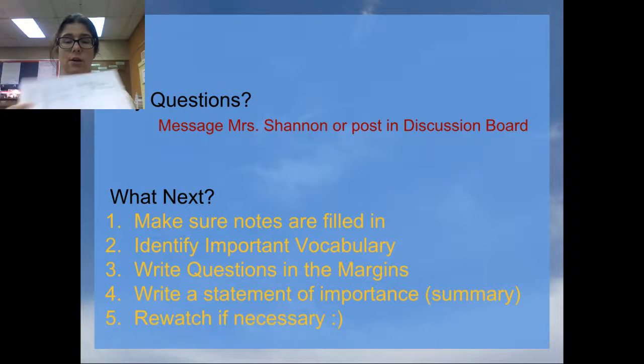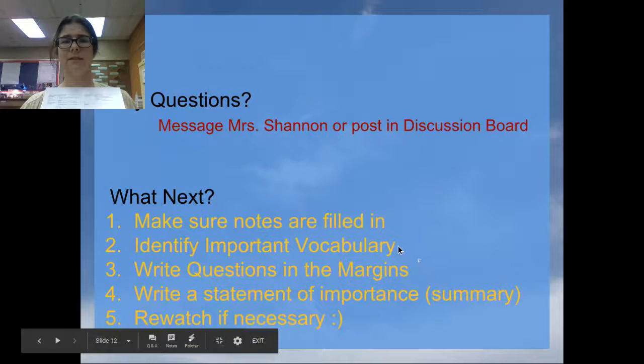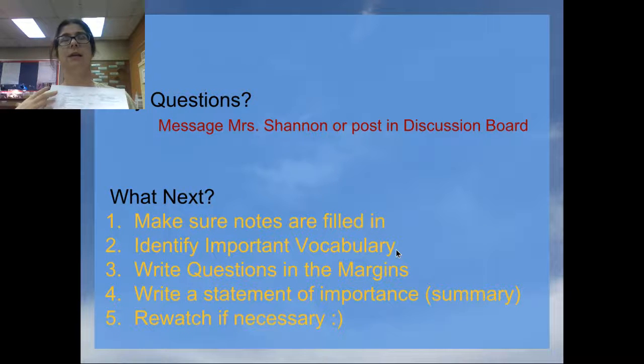What next? Make sure that your notes are completely filled in. I also want you to do this. We haven't done this before. I want you to identify important vocabulary. When I say important, I mean anything that you feel is something that you need to know, or a vocabulary word that maybe you're not sure about, or that just sounds cool to you. So if you could go back through and circle any important vocabulary words, that would be great. And when it says to write questions in the margins, it has questions for you. You're going to write the answer to these questions in the margins. And then finally, write a statement of importance, which is a summary. If you need to rewatch it, please do.